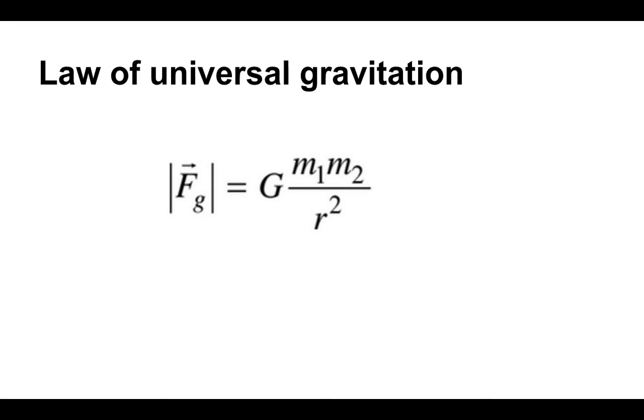Then we got into gravity. We have this equation to figure out the force of gravity between two objects, called the law of universal gravitation, brought to us by good old Isaac Newton, with G being calculated from that Cavendish experiment.